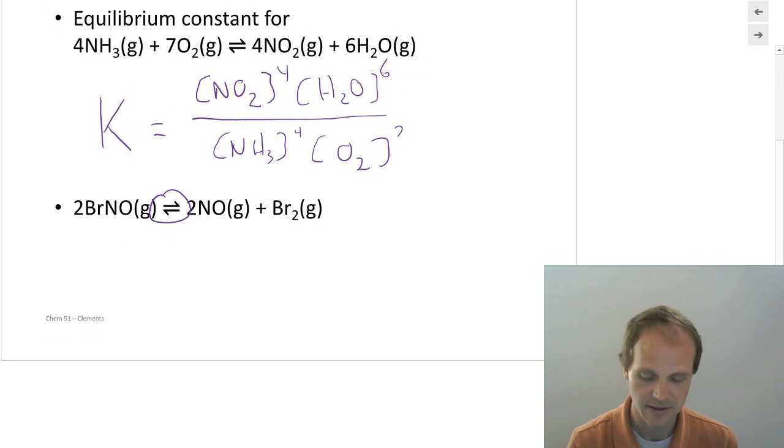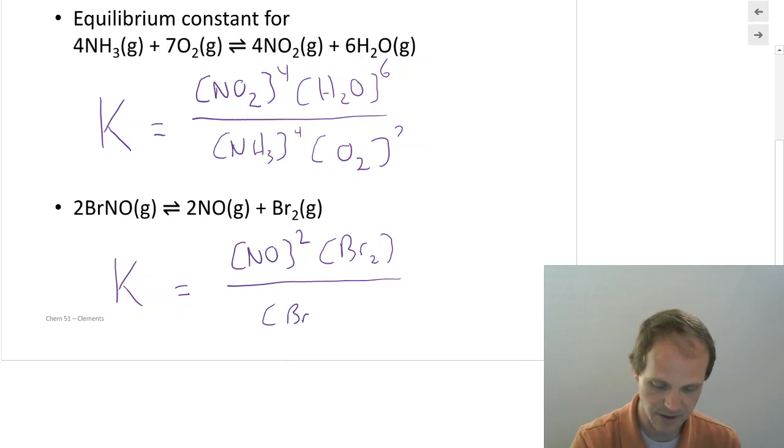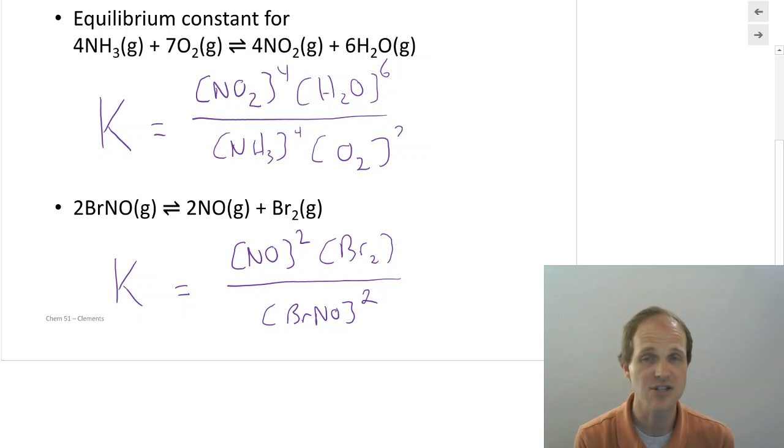Again, we've got these double arrows indicating equilibrium. And so we're going to write an equilibrium constant, K, equal to the concentration of NO squared, the concentration of Br2 to the first, over the concentration of BrNO to the second. So just each thing in there raised to the power of its stoichiometric coefficient. Very, very simple, very easy to do.